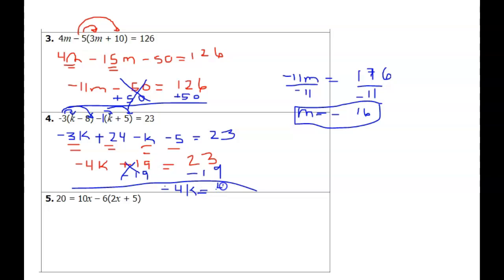I need to get rid of this negative 4 with the K, so I got to divide both sides by negative 4. And I'm taking my negative with me. And so I end up with K equals negative 1. Not so bad. I gotta follow those 3 steps. Distribute, combine like terms, solve. All right, let's go to the last one.